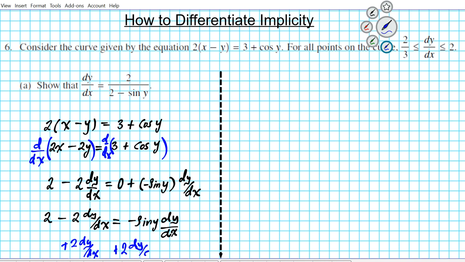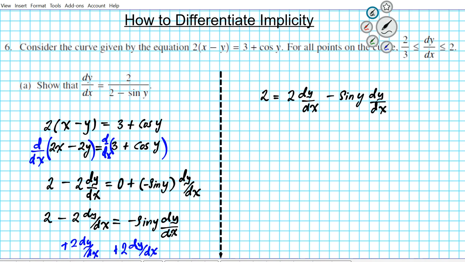What's that going to yield? We're going to have 2 equals 2 dy/dx minus sine y dy/dx. Why did we do that? Well, we're collecting all the like terms to different sides of the equation. The terms with dy/dx are like terms, they go on the right, and any term that does not have dy/dx goes on the other side of the equation.